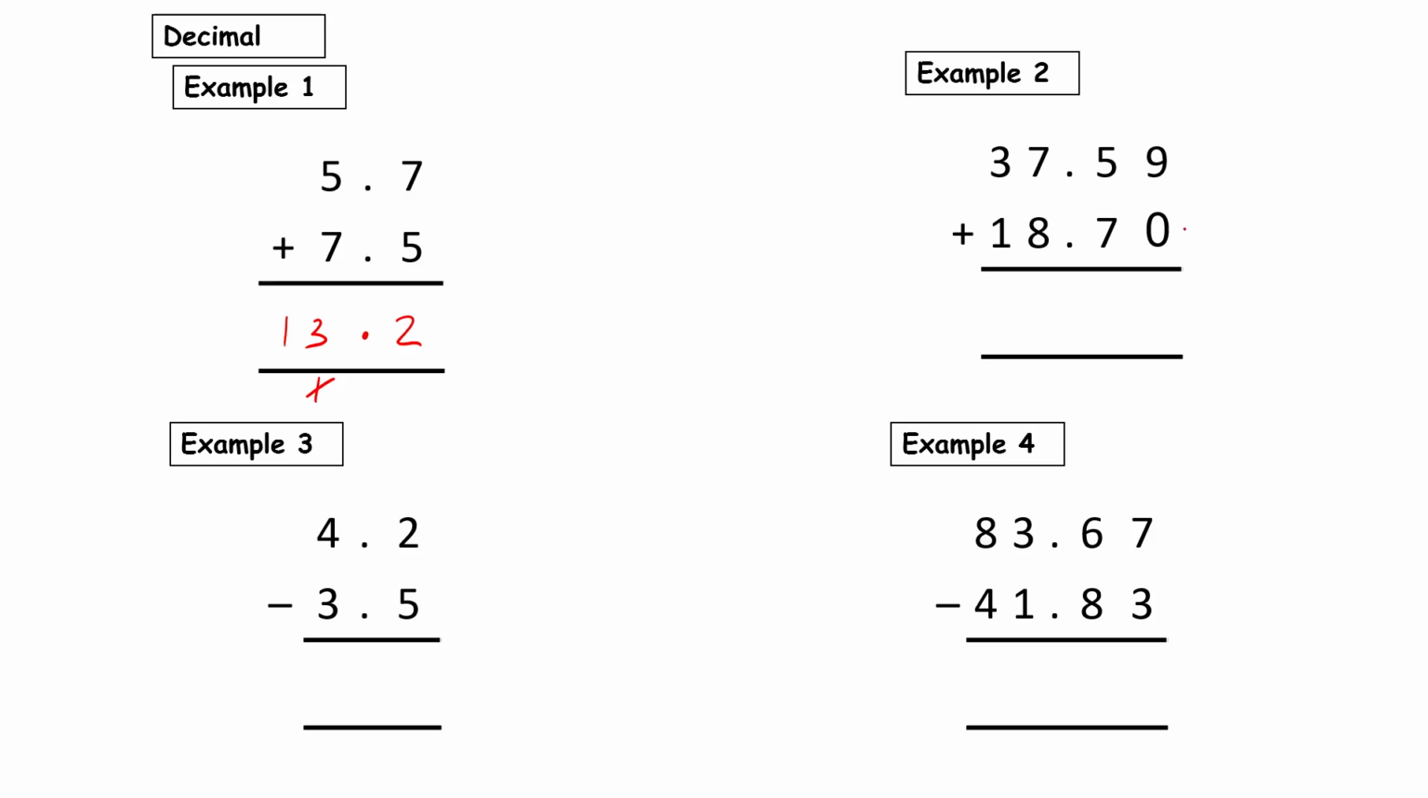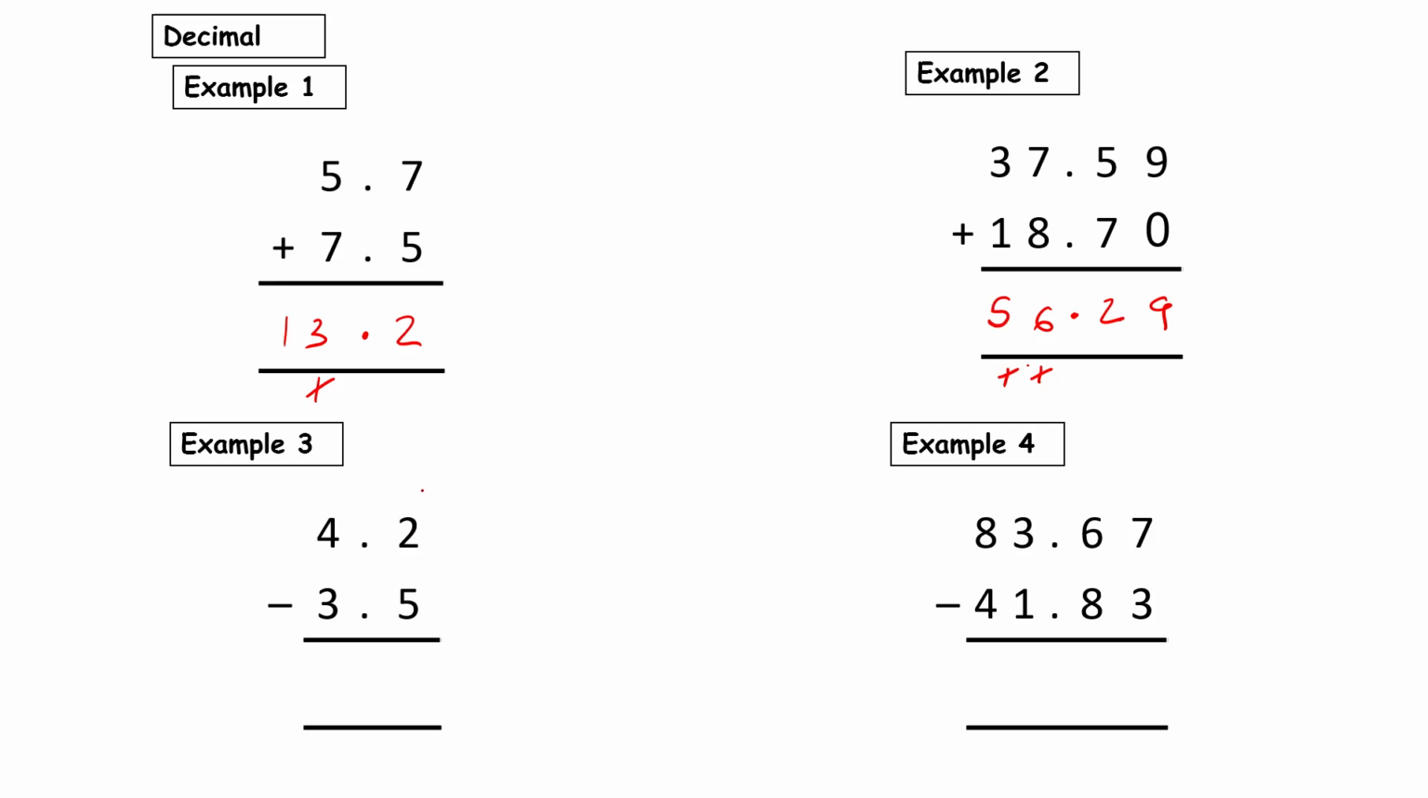Here we started right hand side again. 37.59 add 18.70. So 9 add nothing is 9. 5 add 7 is 12. So 2, carry the 1. Just here. Decimal point, don't forget that. 7 add 8 is 15 plus the 1 is 16. So 6, carry the 1. Cross that one out. And 3 add 1 is 4 plus the 1 we carried over is 5. Cross that one out because we used it.